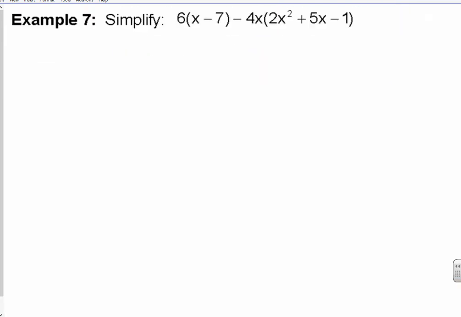Pause the video now as you try example 7. Press play to go over your answer. Make sure you're trying it. Don't just be waiting. Distribute. 6x minus 42.